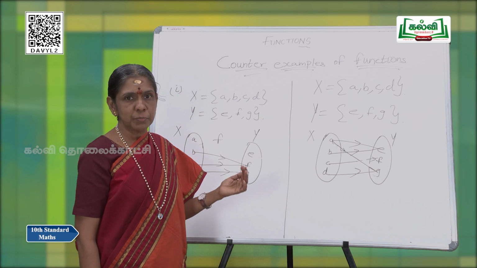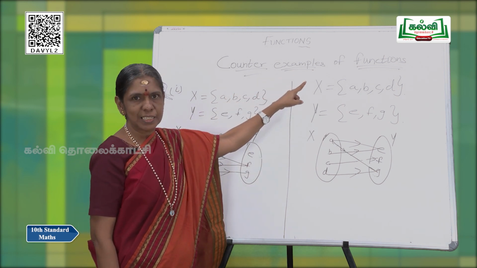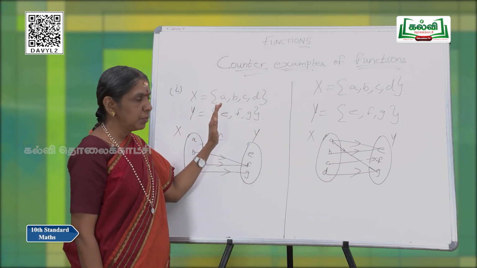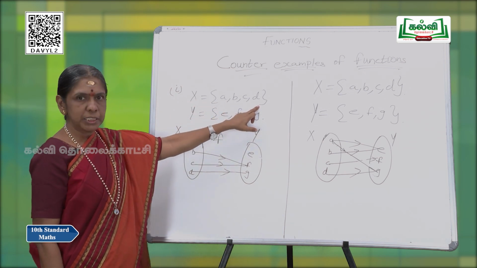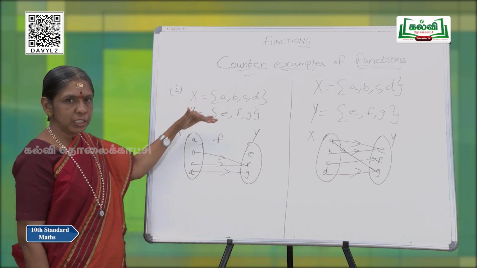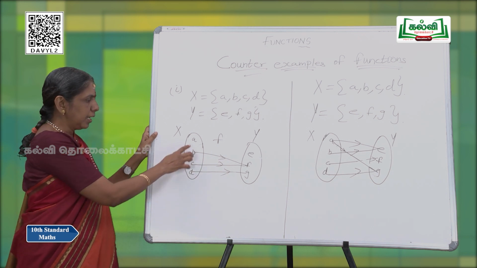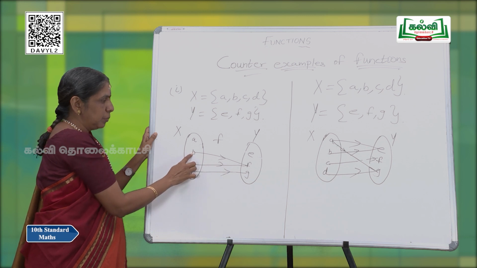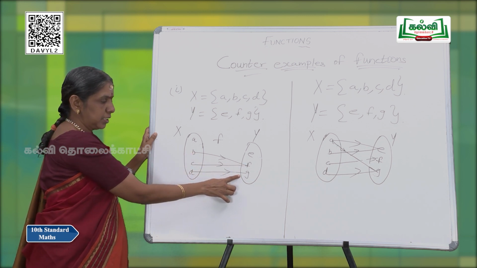So far, I gave you some examples of functions. Now, we will be seeing counter examples of functions. Counter examples means examples which are not functions. I will be giving you 2 examples now. Let set X is equal to a, b, c, d and Y is equal to e, f, g, domain and codomain. Now, look at this function f. a, b, c, d is written here and e, f, g is written here. b is connected to f, c is connected to f and d is connected to g.